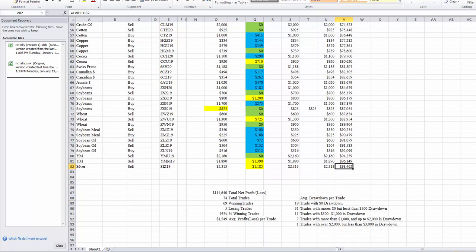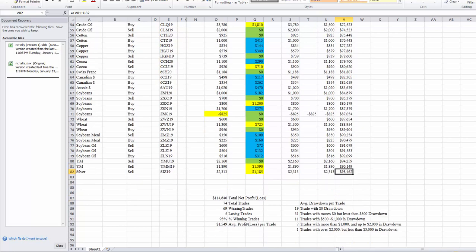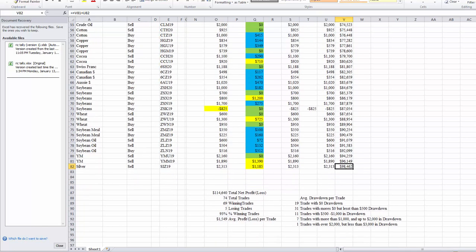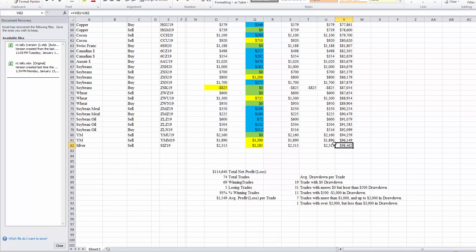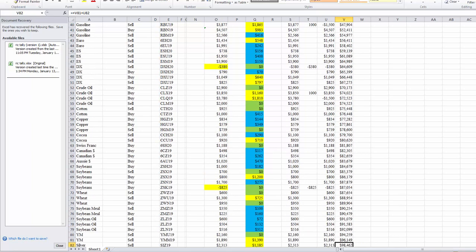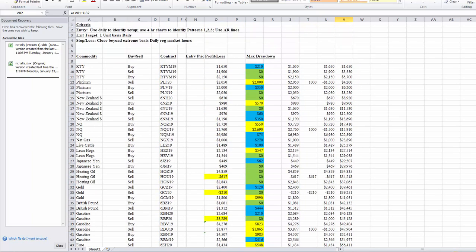Now we also tried it with a lower number of $1,000 and came up with something that was around $12,000 less than that, so it was around $86,000 or so in terms of the net win. And this was the system that Matthew put together and developed.